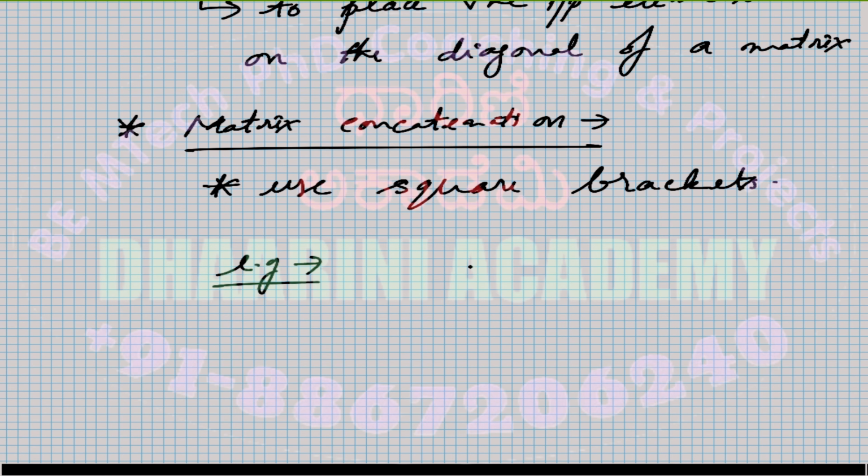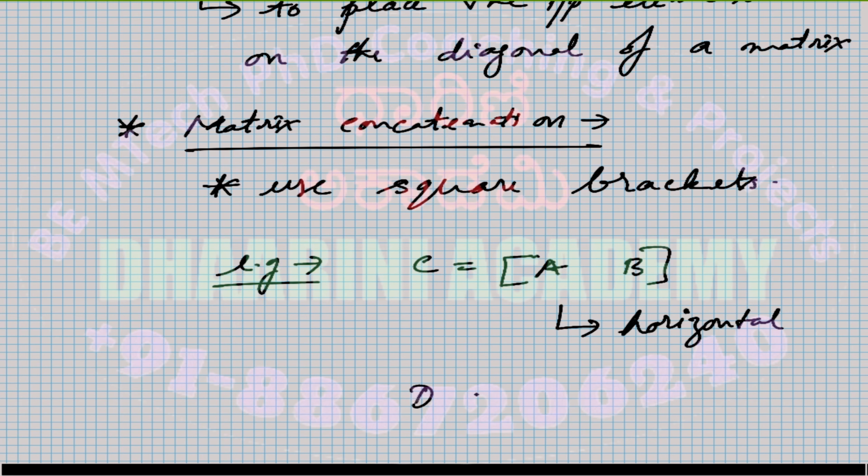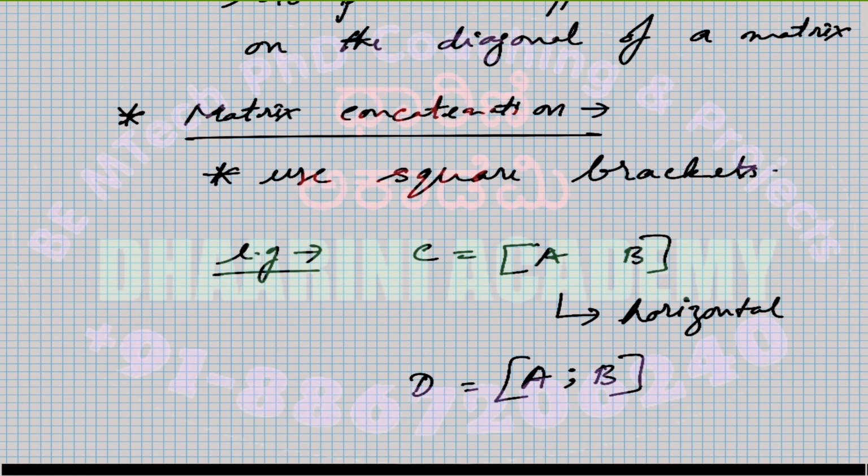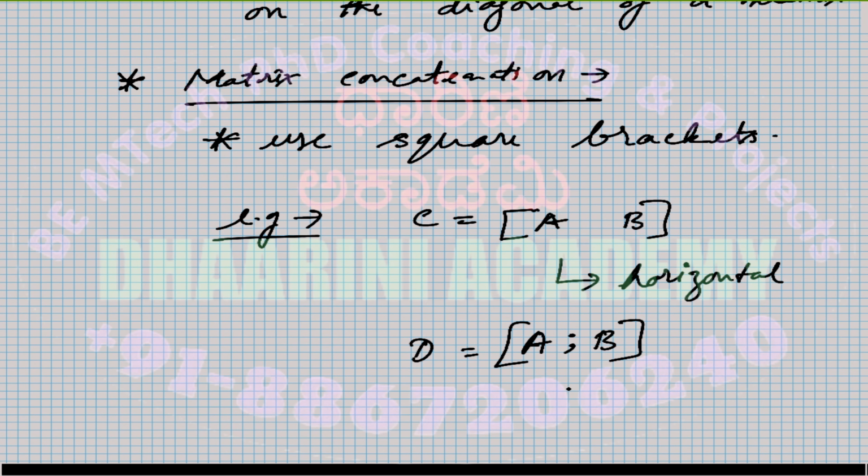Let me give an example here. Let's assume that A and B already exist, and if I say C is equal to square bracket A and B, this is actually horizontal concatenation. At the same time, if I do D is equal to A semicolon then B, I know that semicolon says a new row, so the new row is below the existing rows, so this is vertical.